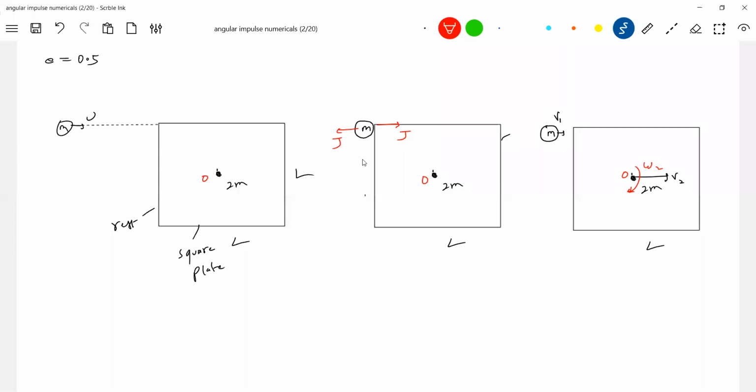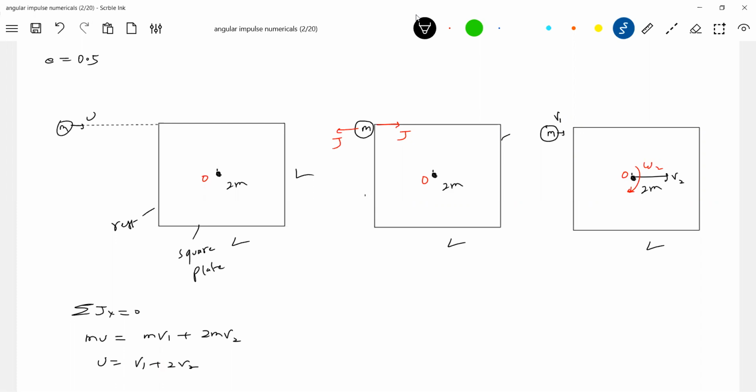What should we do now? What all can I write? Can I apply conservation of linear momentum? Yes, it is mu, since the net impulse is 0 along the x-axis. So initial momentum is mu, final momentum is mv1 plus 2mv2. Therefore u equals v1 plus 2v2. So that's one equation.